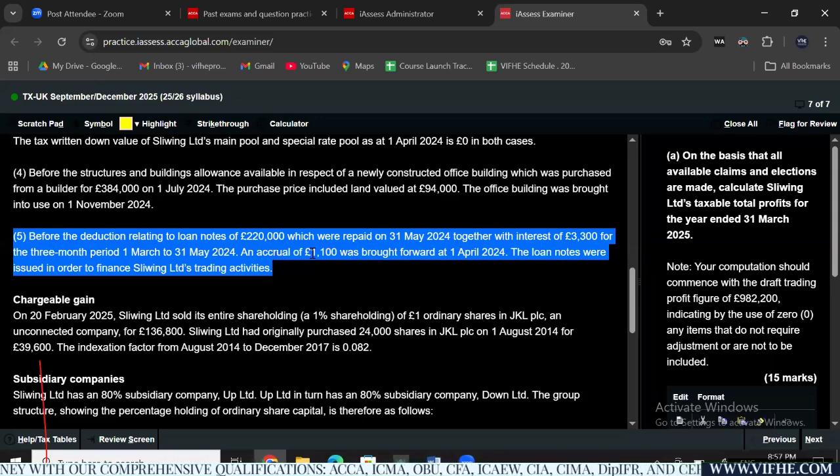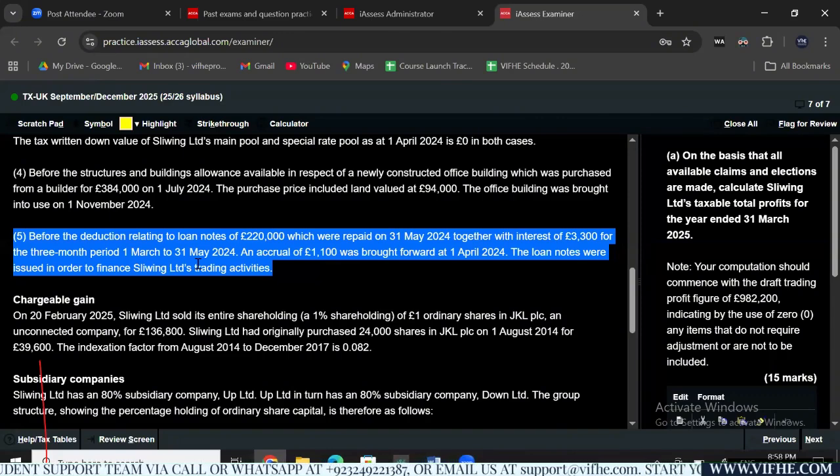An accrual of £1,100 was brought forward at 1st April 2024. The loan notes were issued in order to finance Sliving Limited's trading activities. So the thing is, whenever you're going to take a loan, you really need to consider whether the loan is being taken up for trading activities or for non-trading activities. The loan notes were issued. That means the company took a loan in order to finance their trading activities. So this is a trade-oriented loan.